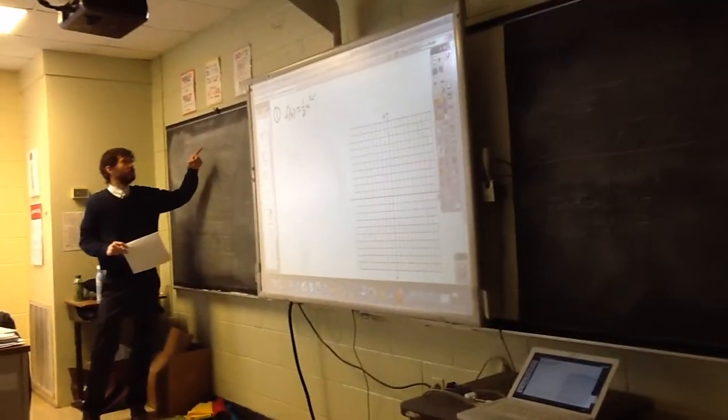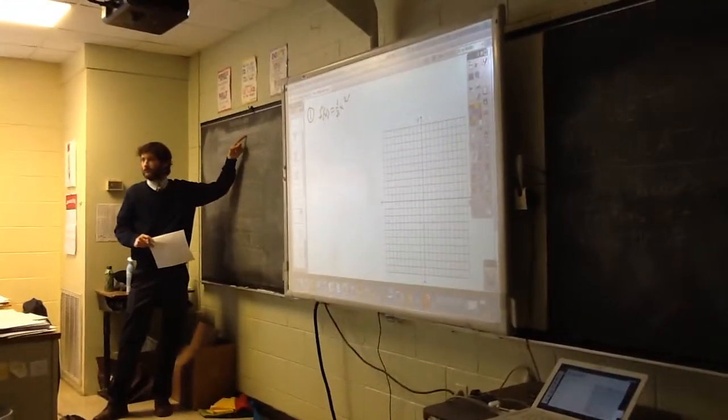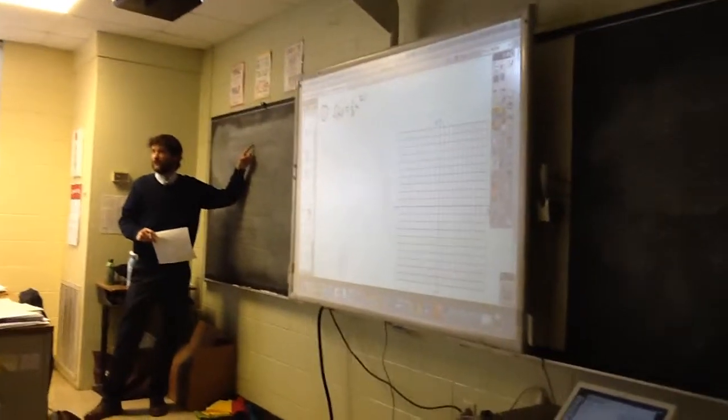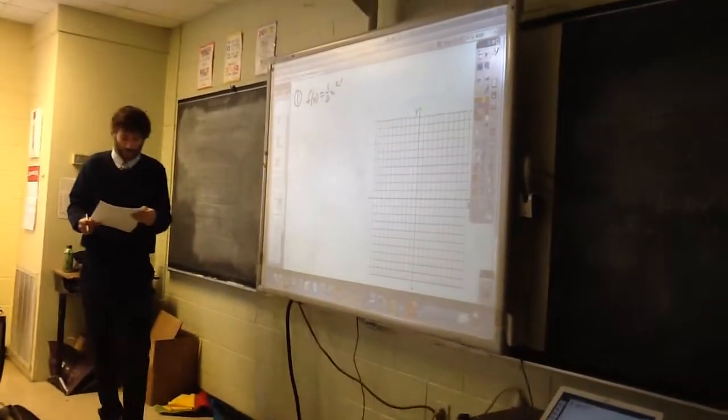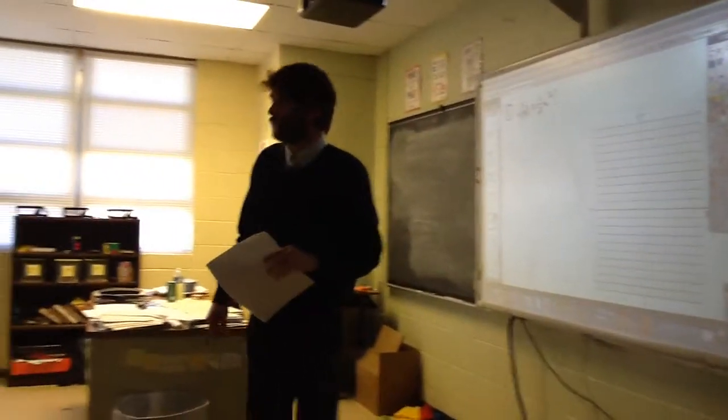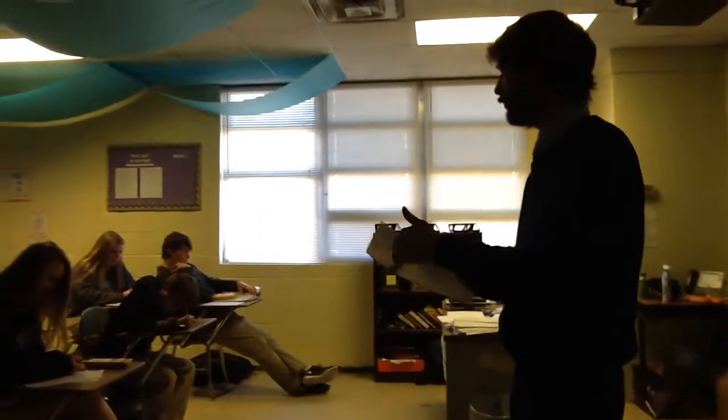How many parentheses are there in standard? None. How many parentheses in vertex? 1. How many in intercept? 2. Okay, so look at problem number 1. How many parentheses are there in it? So what form is it in? Standard. Look at the whole front page. Are there any parentheses in any of those problems? No. The whole front page will be in standard form.